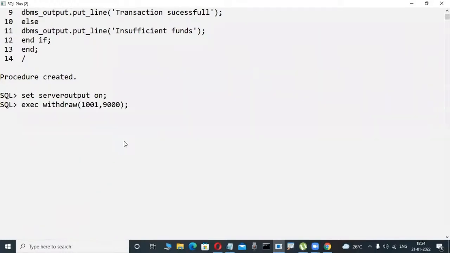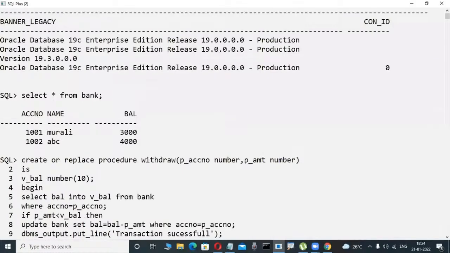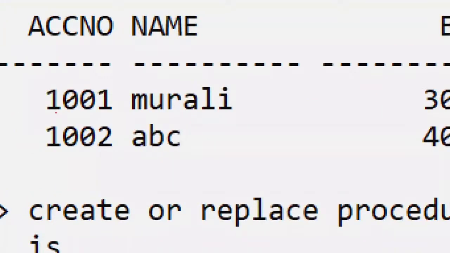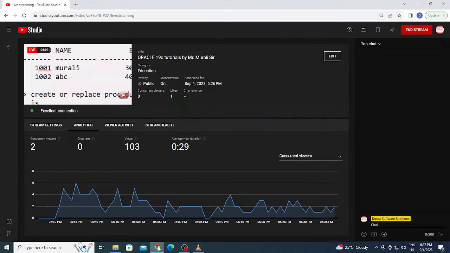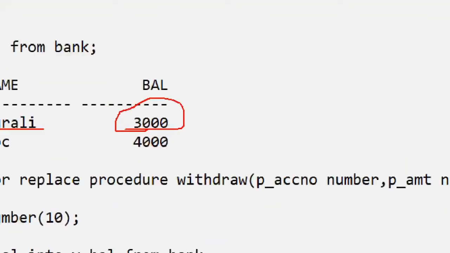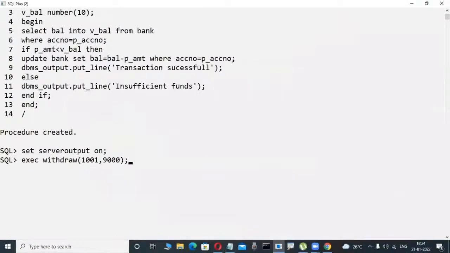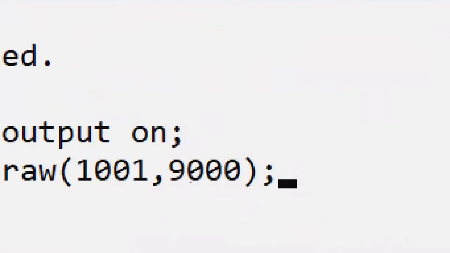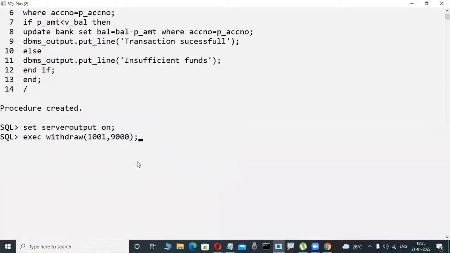Observe here, slowly, my account number in this table. Scenario, observe the logic. 1001 is my account number, Murali is my name. My balance is how much? 3,000. In my table, 3,000 is the current balance. Now my account number is 1001, but I try to withdraw how much? 9,000, because I'm writing this program. Whenever I try to withdraw 9,000, is it possible? No.